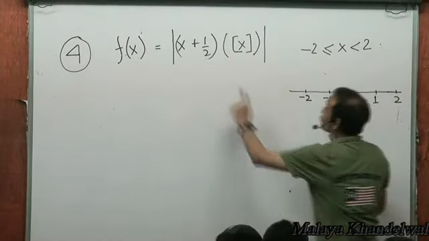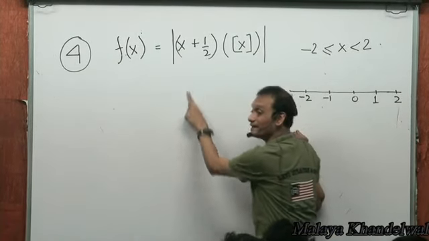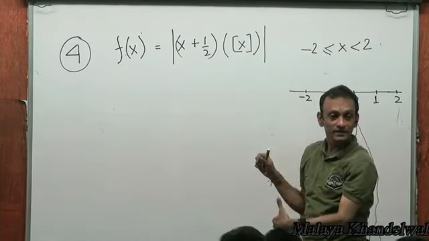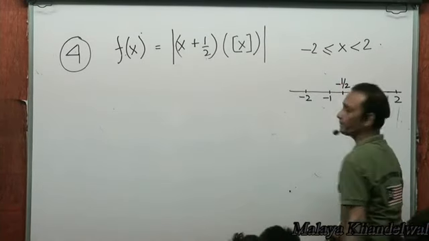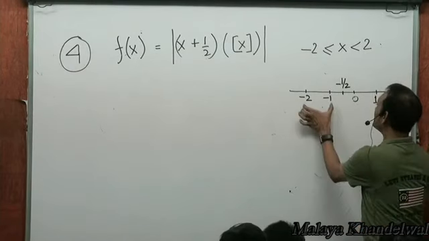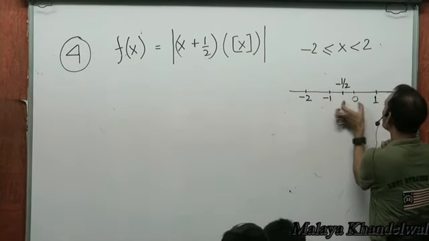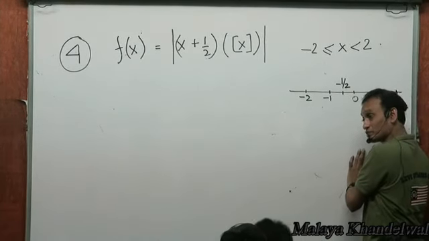Now, mod x plus half will produce a node at minus half, right? Yes or no? Mod x minus a will produce a node at x equal to a, right? So x equal to minus half is the point where this produces a node, and minus half is somewhere here, right? So my relevant intervals of description would be 1, 2, 3, 4, 5. These would be my relevant intervals of description of this function, right?